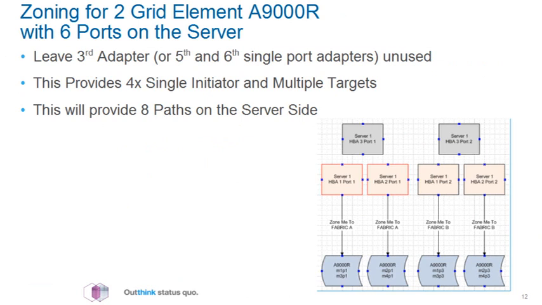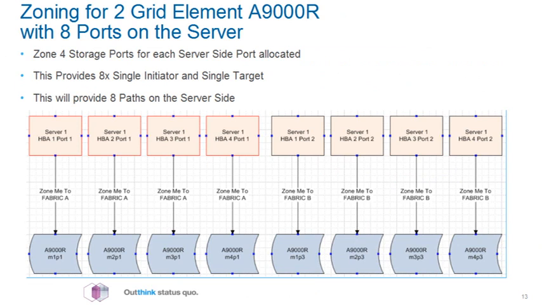Slide 13, zoning for the 2-grid element A9000R with 6 ports on the server. So this one's a little more complicated. Here we've chosen to leave out the 3rd adapter, or the 5th and 6th ports if you're using single port adapters, because it greatly simplifies the configuration here and makes it look like the configuration on the previous slide. So it's very straightforward. Again, 8 paths are provided on the server side.